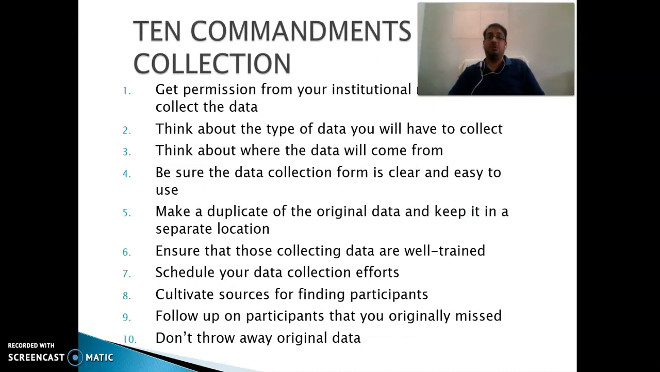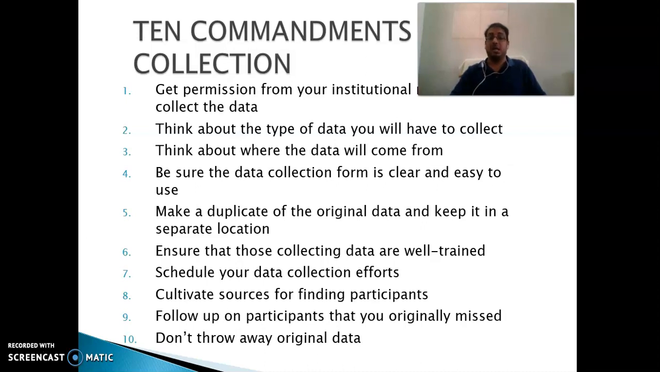Then let's talk about the 10 commandments of data collection. In order to collect data, you have to follow these 10 commandments. These are very important commandments in collecting data, so you have to remember. Number 1, get permission from an institutional review board to collect the data. That means you have to get permission from your institution, your university, your department, or your lecturer, your instructor. This is the first commandment.